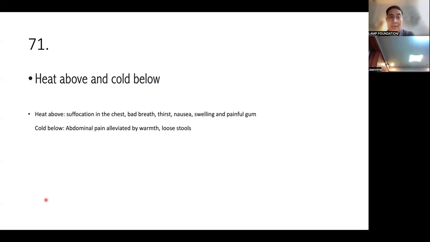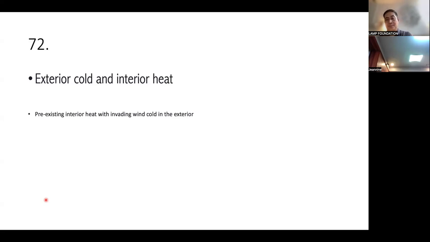Okay? Number 73. Exterior heat and interior cold. It progresses through yang qi deficiency. Excess yin cold pathogen damages yang qi of the body. Okay.